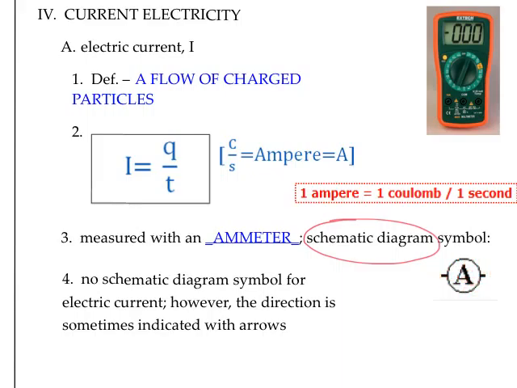And then these two little lines represent the wires that are going to be attached right in here to our ammeter. Now there's no schematic diagram symbol for electric current. However, sometimes we'll see the direction indicated with arrows. And you should know that current is going to go from the positive end of a battery to the negative end of a battery. That's the direction of conventional flow.